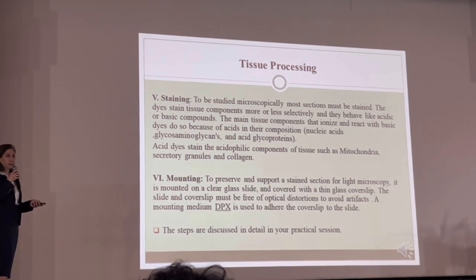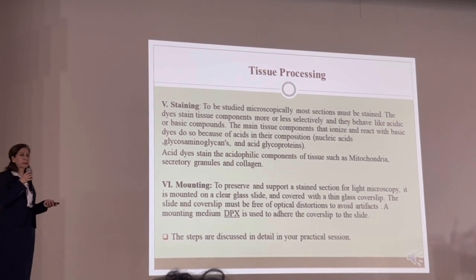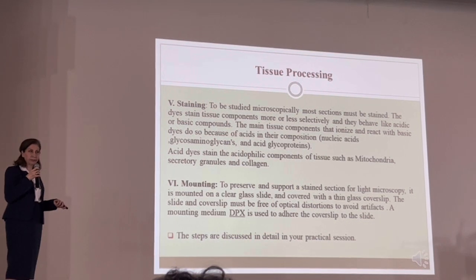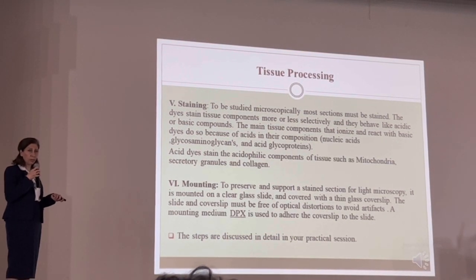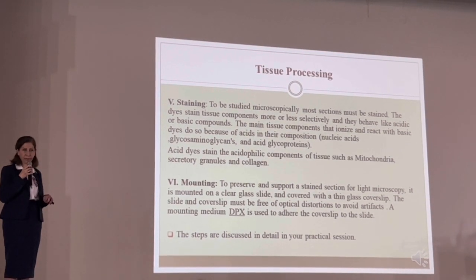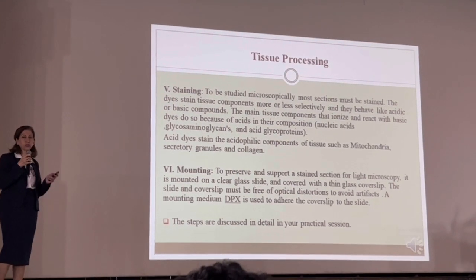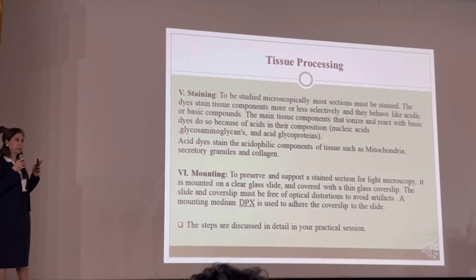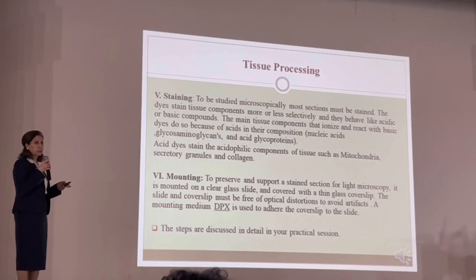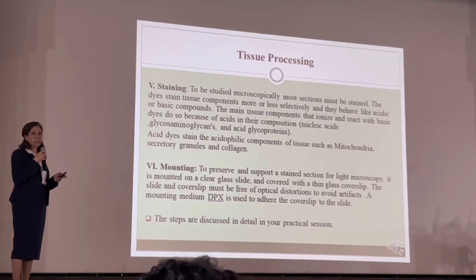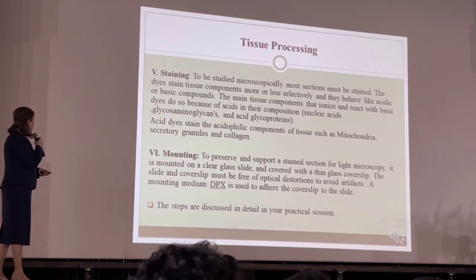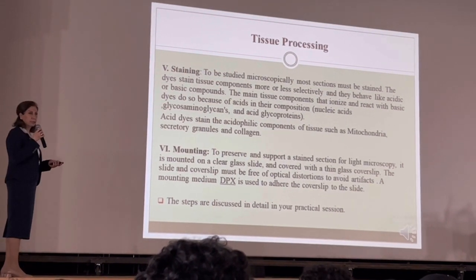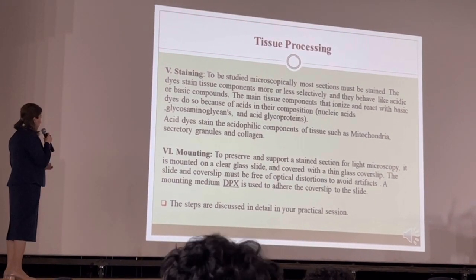Later on, after this process, these tissues are, as we mentioned, transparent and clear, without any color. So we have to stain them. If we don't stain them, we cannot distinguish different parts or components of the cells, organs, or different types of tissues. So we use different stains. We have routine stains and special types of stains.